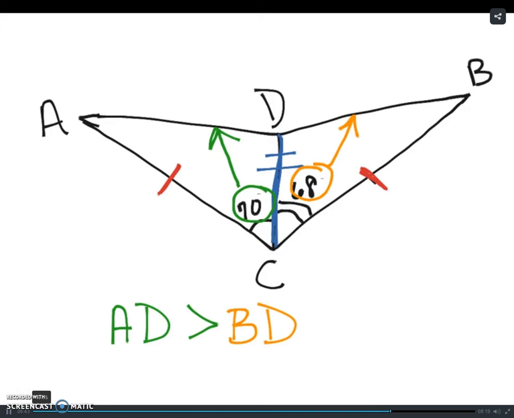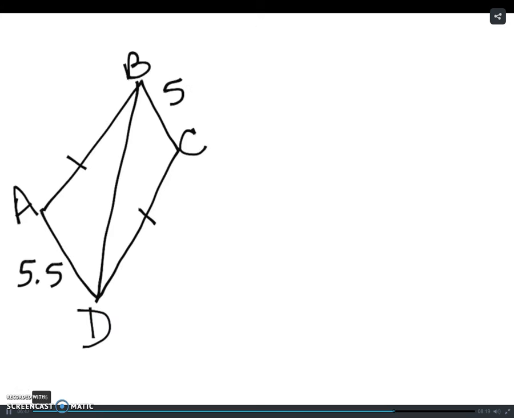So let's look at another example. This one used the hinge theorem. Let's look at one that uses the converse of the hinge theorem. Okay. So again, here, the first thing we still check is, do we have two sides on each triangle that are congruent? And I see that AB and DC are congruent. And again, I see that both triangles share this side BD. So that is going to be congruent to itself, right? It's the same line for both triangles.